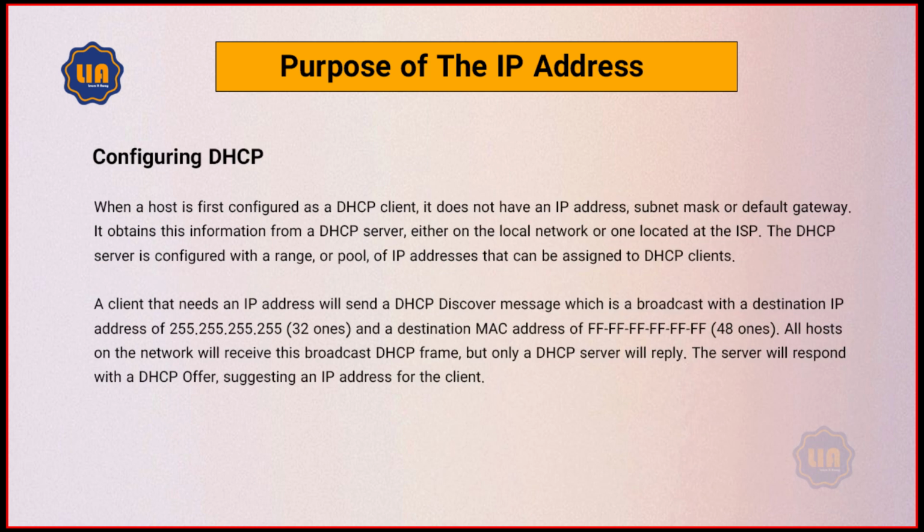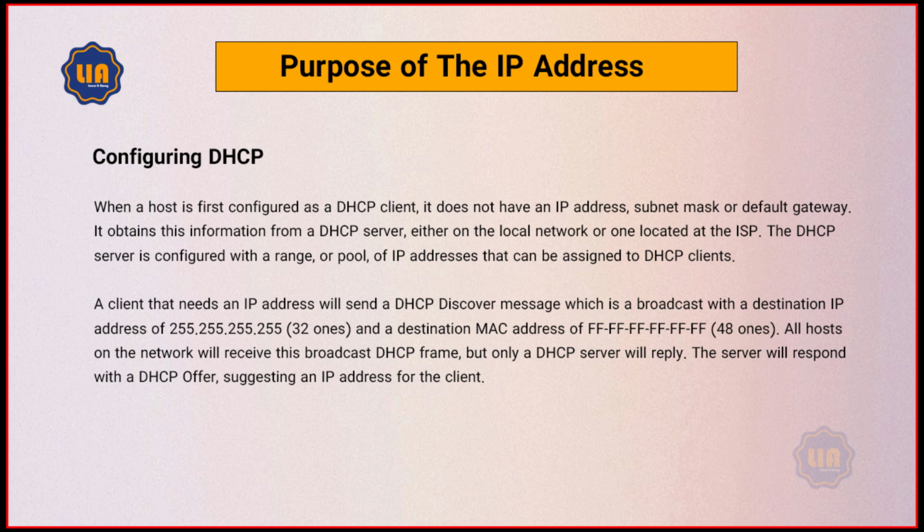Configuring DHCP. When a host is first configured as a DHCP client, it does not have an IP address, subnet mask or default gateway. It obtains this information from a DHCP server, either on the local network or one located at the ISP. The DHCP server is configured with a range, or pool, of IP addresses that can be assigned to DHCP clients.